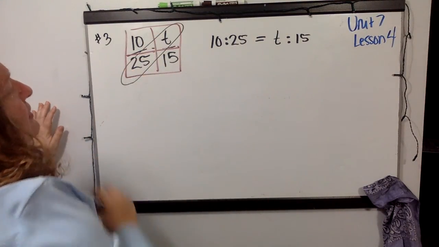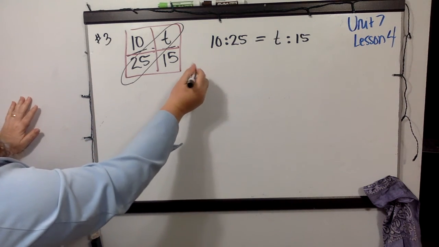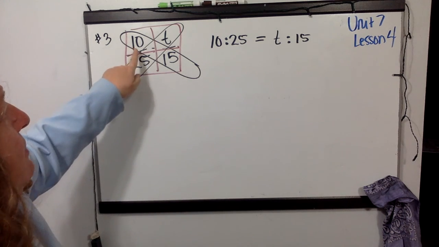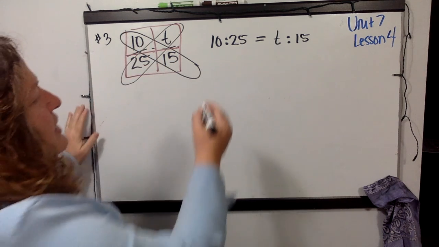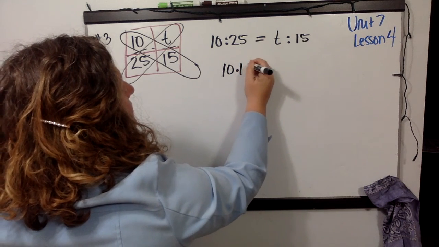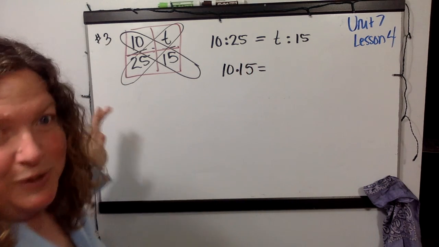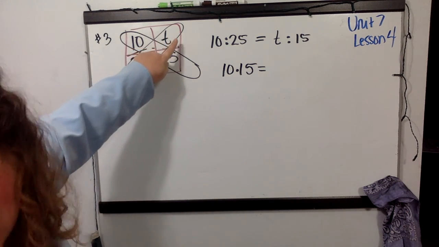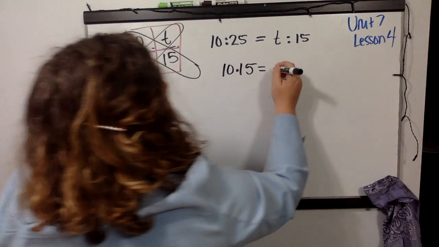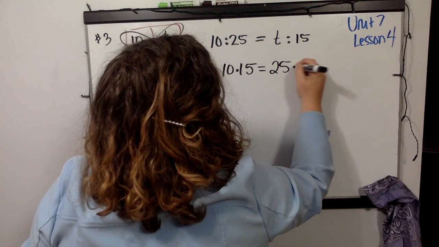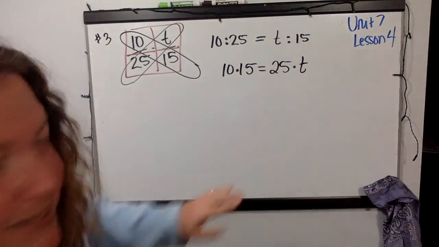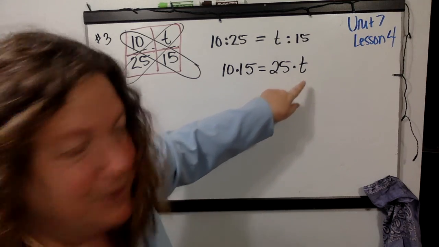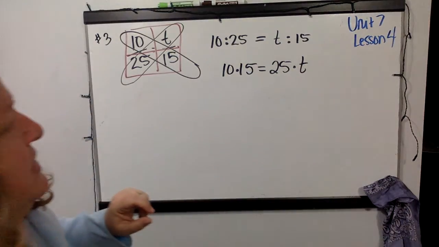25 and t, 10 and 15. And now we're going to say if we multiply 10 and 15, it's going to be equal. It gives the same answer as 25 times whatever t is. Remember, you can put the multiplication sign in. You don't have to. You could just write 25t. That means 25 multiplied by t. But you can put it in if you want, 25 groups of t.